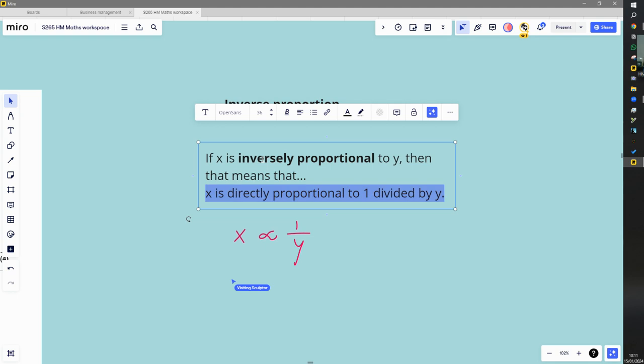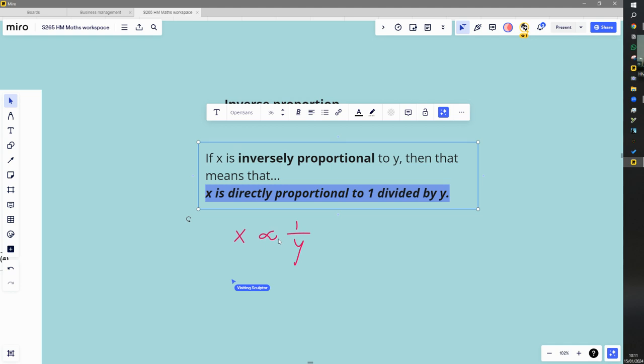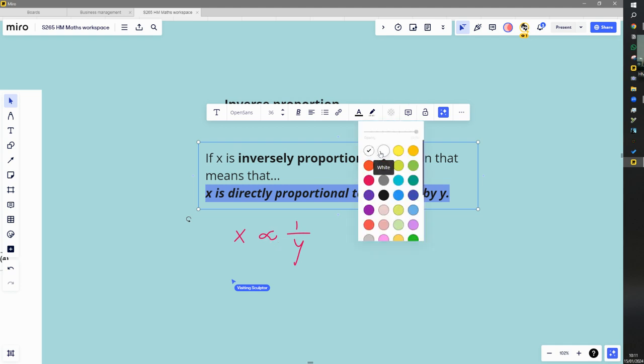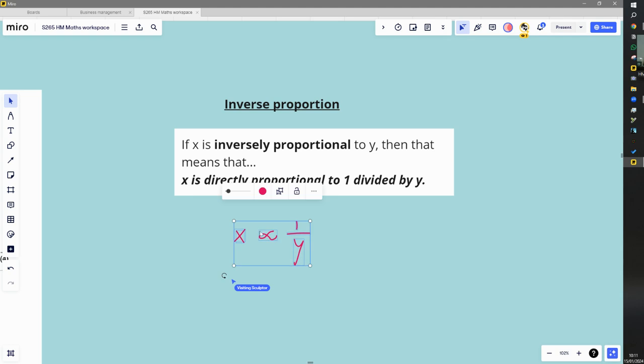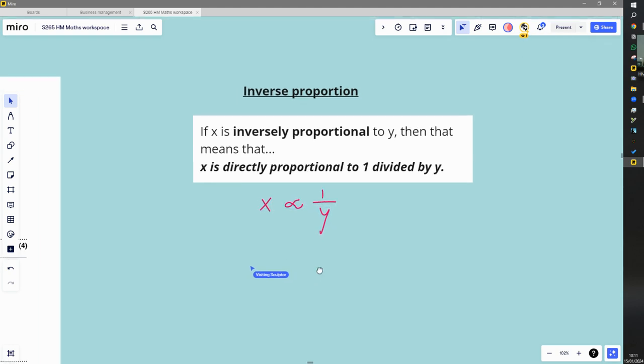And that is the way it's written. There's no other. This symbol here means directly proportional. There's no other symbol that means inversely proportional. Inverse proportional just means this. But it does have an interesting characteristic. So if x is inversely proportional to y, or in other words, if x is directly proportional to 1 over y, then we can do the same thing as before with a little twist.